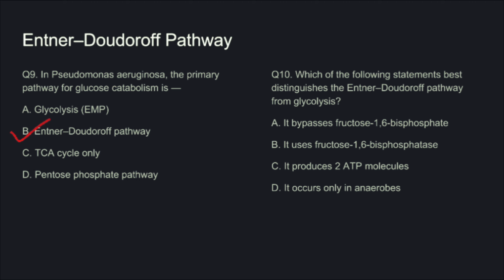So now question number 10. Which of the following statements best distinguishes the Entner-Doudoroff pathway from glycolysis? Options are A. It bypasses fructose 1,6 bisphosphate, B. It uses fructose 1,6 bisphosphatase, C. It produces 2 ATP molecules, D. It occurs only in anaerobes. So correct answer for this question is option A. It bypasses fructose 1,6 bisphosphate.